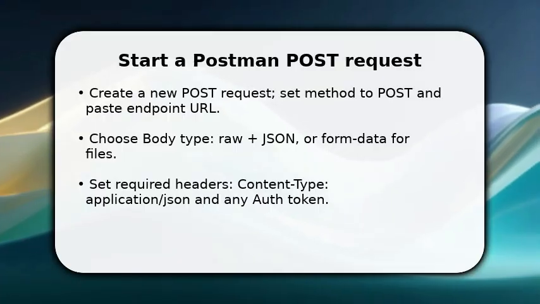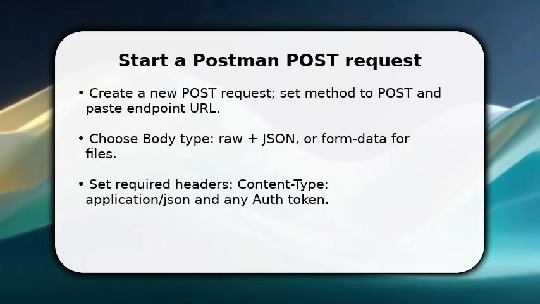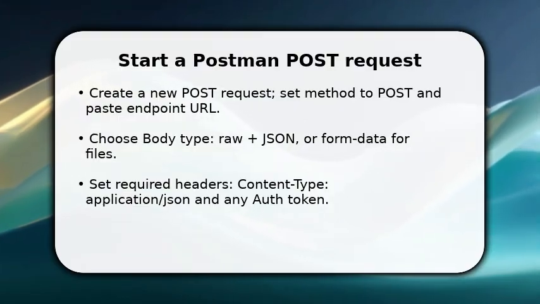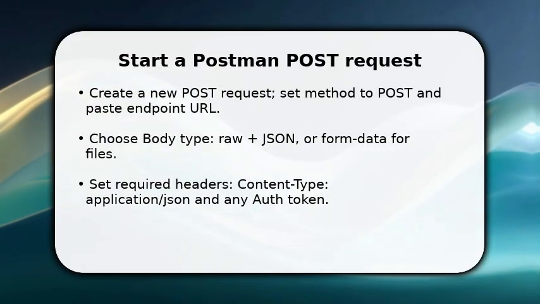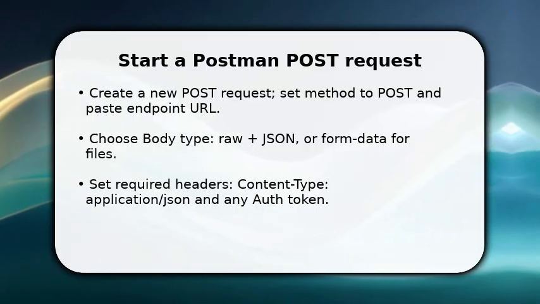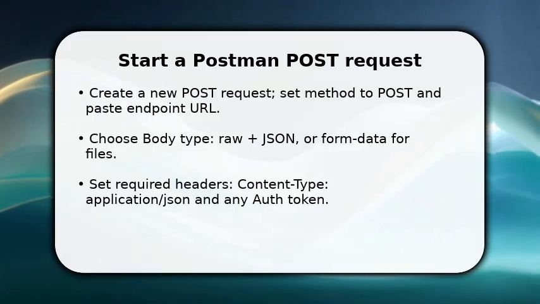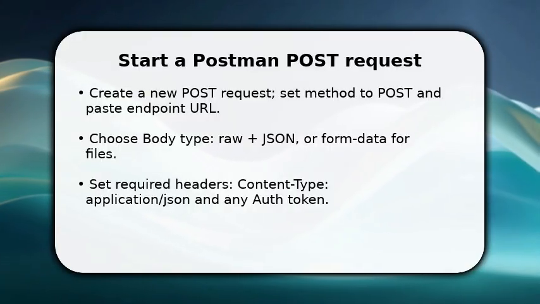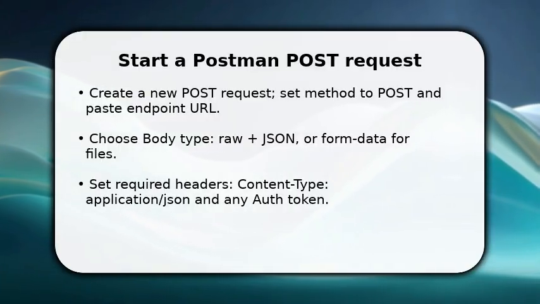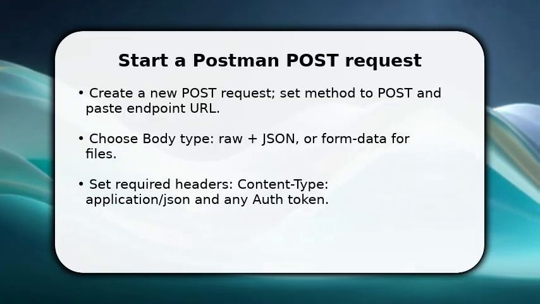You begin by building the actual request. Open Postman, click New, choose Request and name it. Once there, set the method to POST and paste the endpoint URL. Next, select Body and pick Raw with JSON if sending structured data, or form data for file uploads.